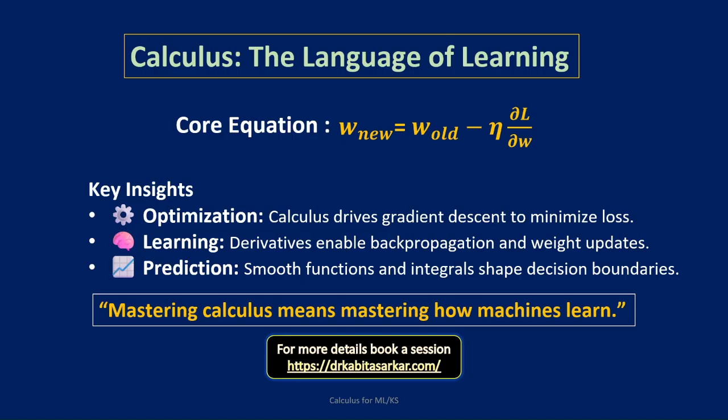So we close here remembering this. Mastering calculus means mastering how machines learn. It's the bridge between mathematics and intelligence, the key to unlocking the full potential of machine learning.